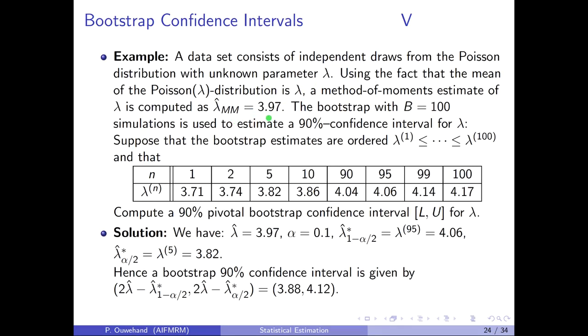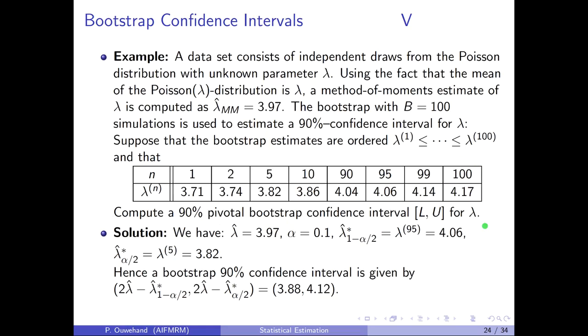Never mind how the method of moments works right now, just know that it is a method for obtaining certain parameter estimates. The bootstrap with B equal to 100 simulations is used to estimate a 90% confidence interval for lambda. And these estimates are ordered from smallest to largest, in other words from lambda 1, the smallest, to lambda 100, the largest. Some of these are shown in this table. So the smallest is 3.71 and the largest is 4.17. We want to compute a 90% pivotal bootstrap confidence interval for lambda.